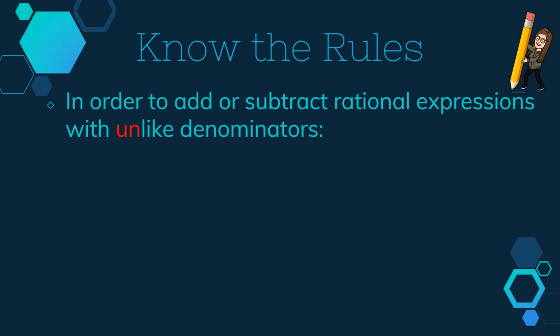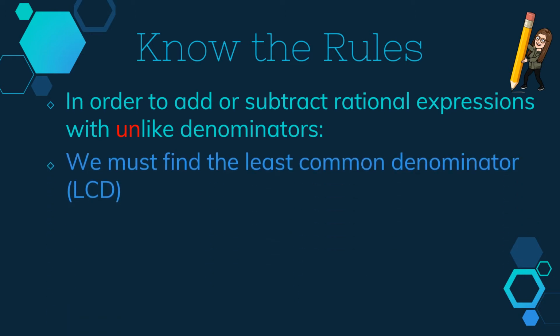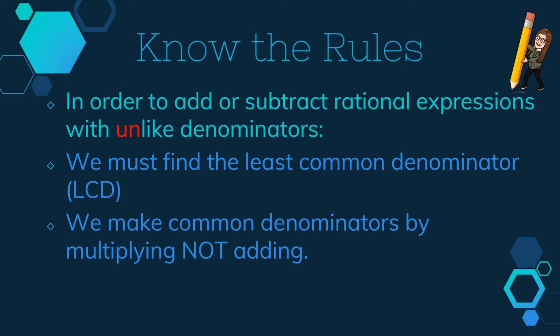So now let's talk about how I deal with the unlike denominators. It's not as simple as just maybe a little tiny factor. We want to find that least common denominator. I'm going to, again, continue to use LCD. And we make common denominators by multiplying, not by adding. And that might seem kind of silly at first, but it'll make more sense once you see it in practice. And as always, you may need to factor.